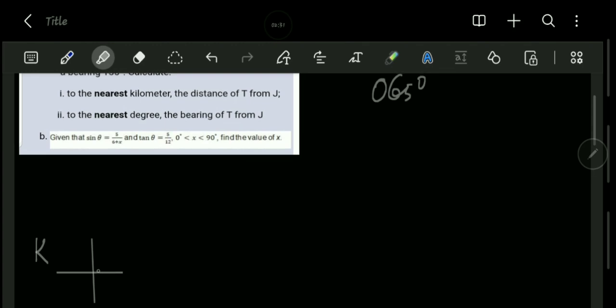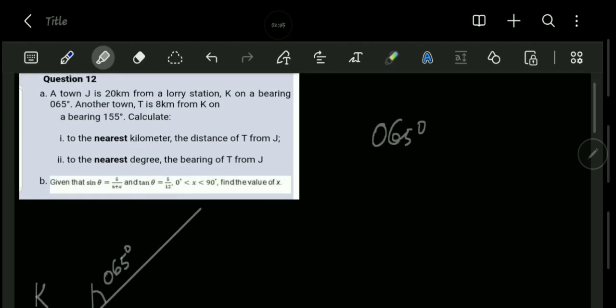So if I draw something of this sort, 65 degrees, I'm going to put the same three-figure bearing because it's from the question. So I'm having 065 degrees, and the point that it is going to is point J, which is that town. So I'm going to have that point J in this location. So this is point J.